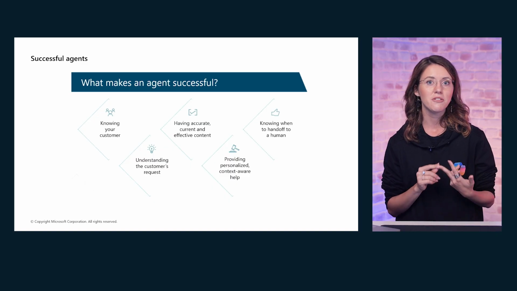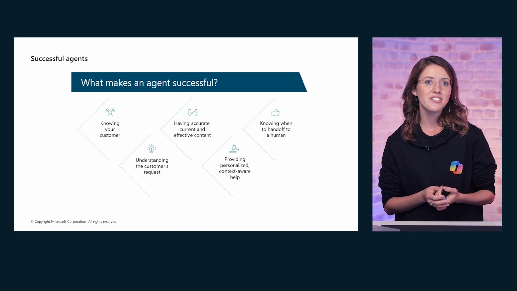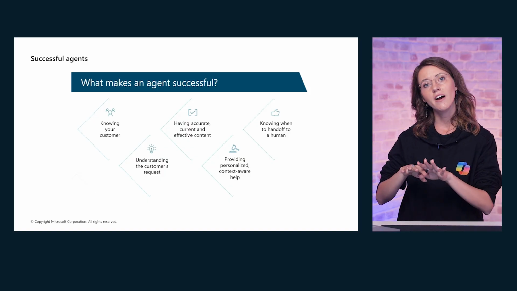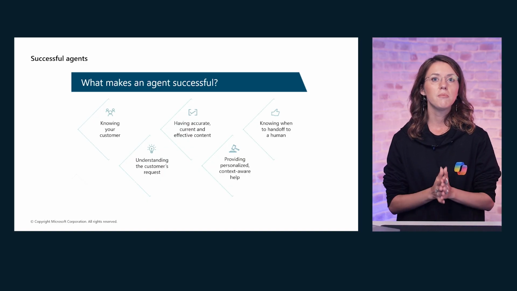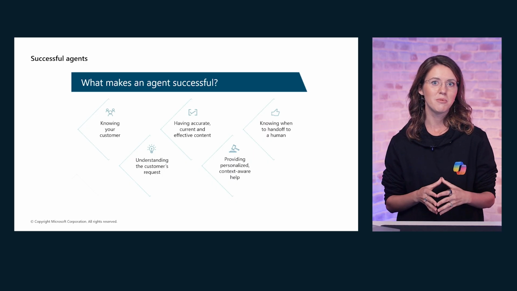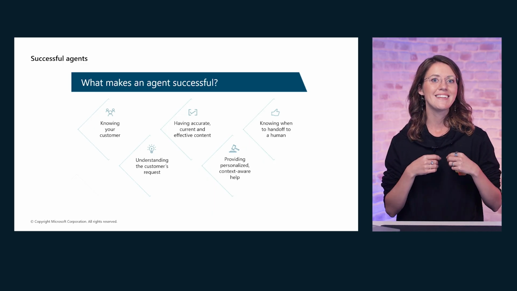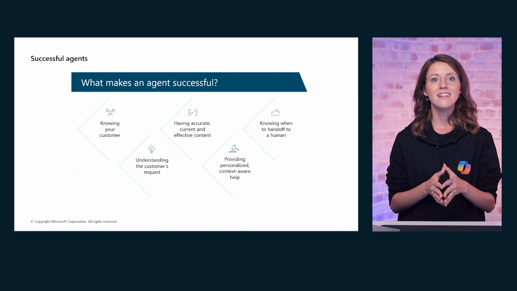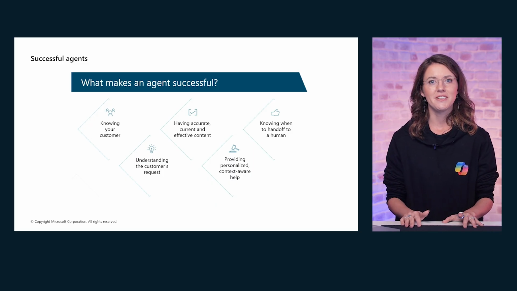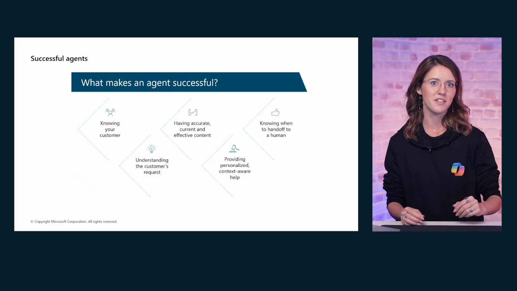Third, having accurate, up-to-date, and effective content is crucial. Ensure your agent has access to the latest information and update it as products and procedures evolve. Keeping Copilot agents' knowledge current is essential for providing reliable assistance. Providing personalized, context-aware help and taking action for customers is another key component. Customers appreciate personalized experiences, so tailor your responses based on their specific needs.